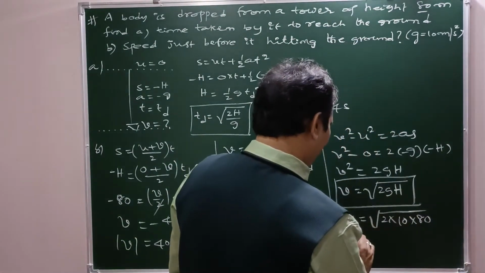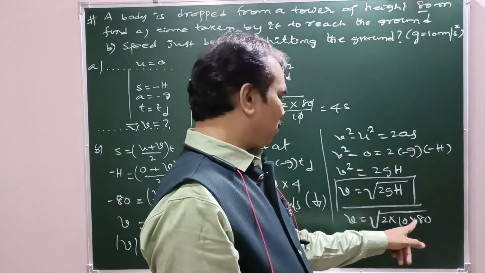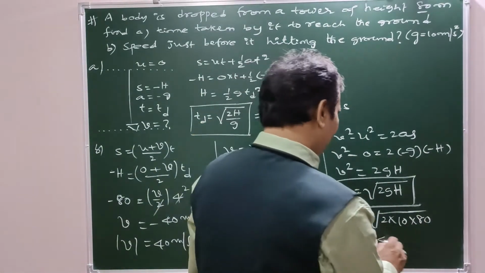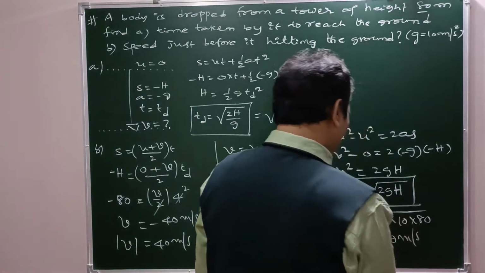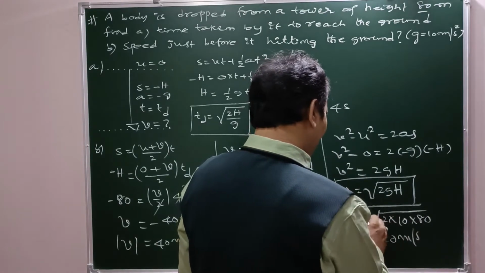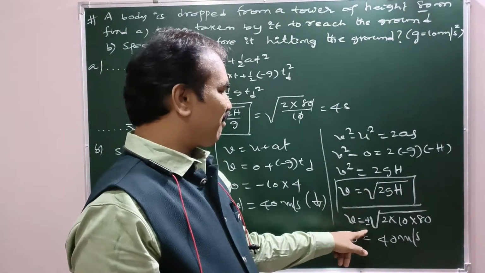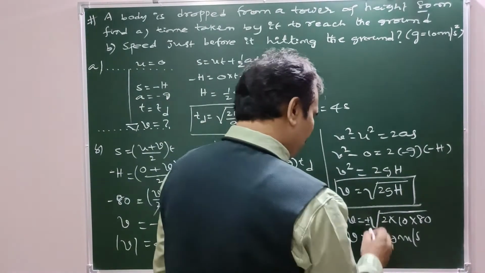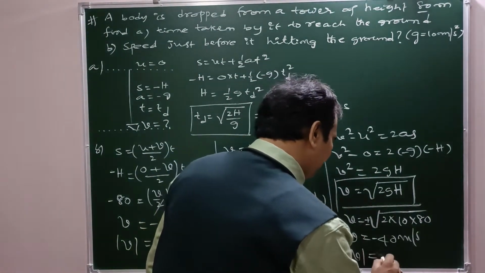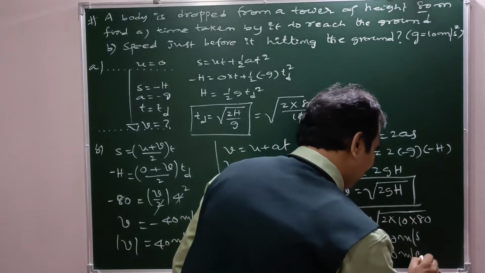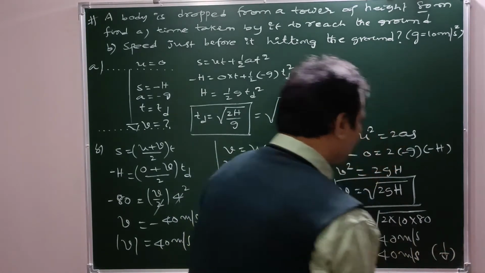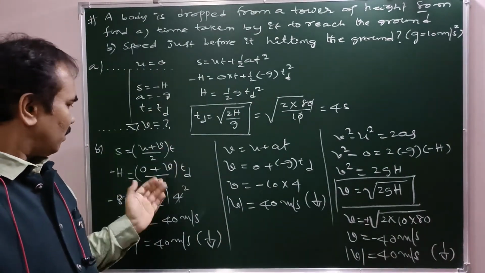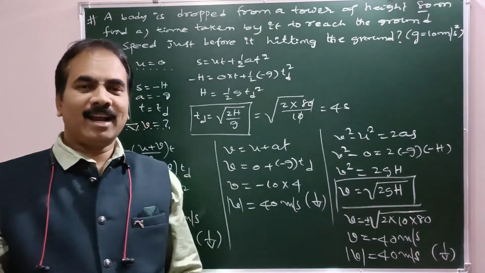So V becomes equal to root of 2 into 10, 20, into 80. That is 1600 under root. That is 40 meter per second. It is in fact plus or minus, as the root takes either plus or minus, but in our sum, as the body is moving downwards, definitely this is negative. On taking modulus, it becomes 40 meter per second downwards. Okay, so that's how one can find the velocity just before hitting, by any one of these formulas.